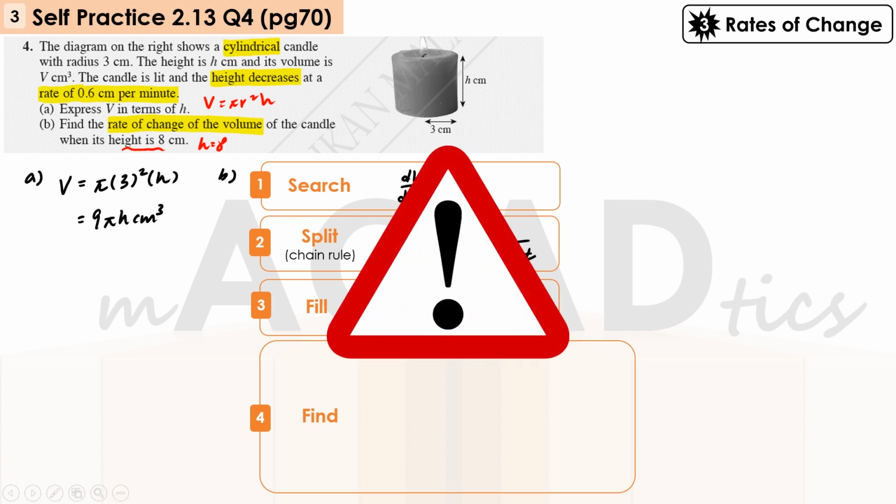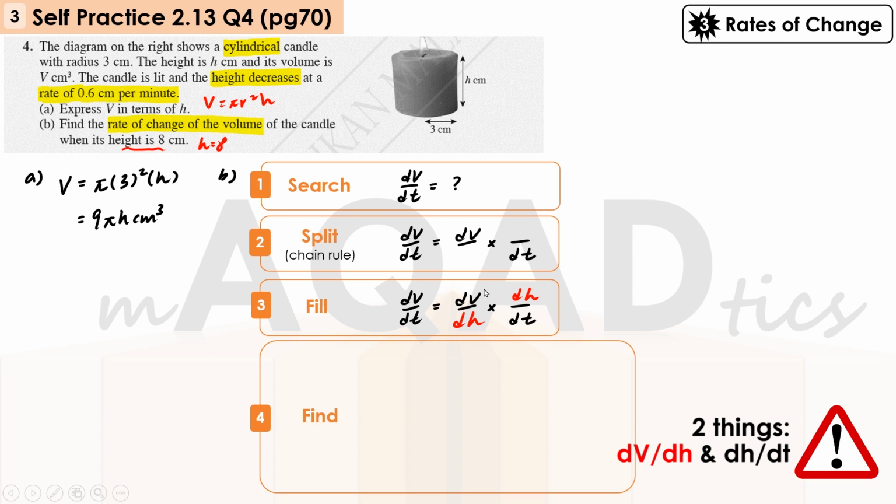So the first one, we need to differentiate. Okay, we need to differentiate from the original equation, which is V, which is found in part a. Okay, so we just need to differentiate this equation where h is the subject. Okay, so if h is the subject and the power is 1, so we just extract the value 9 pi. Okay, it's easy. And also this one, dh over dt. So this one is usually given in the question, and if you look back to the question, yes, you can see that height decreases at a rate of 0.6 cm per minute.